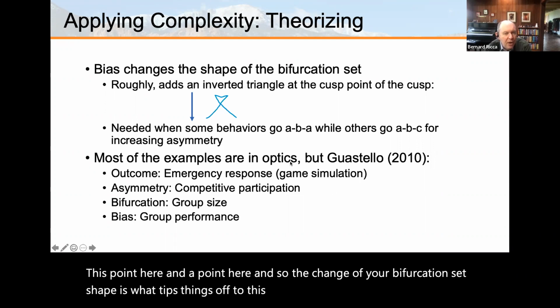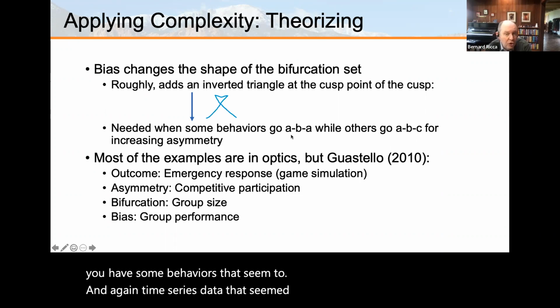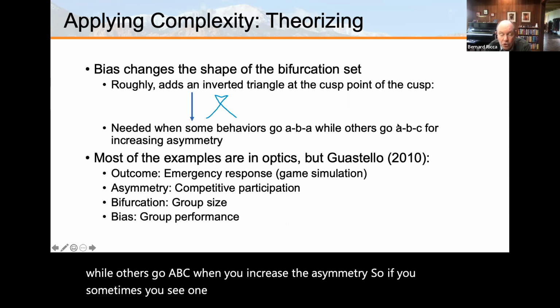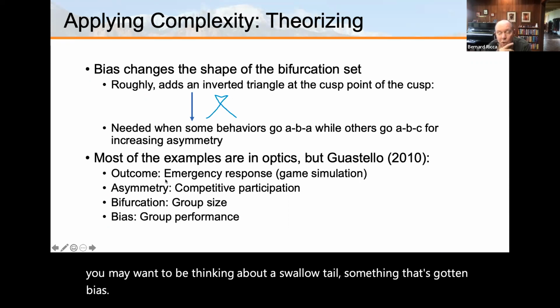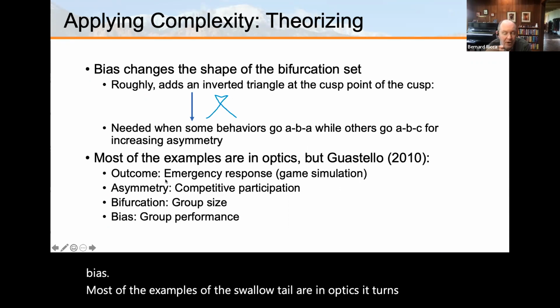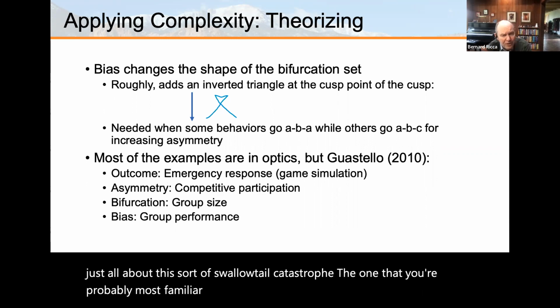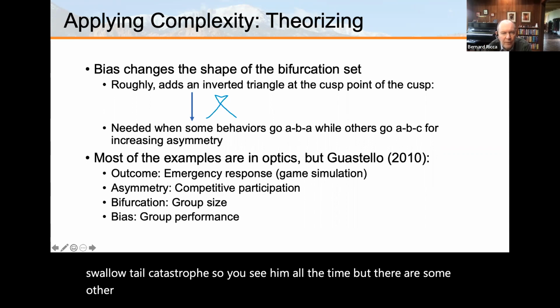Now, this is needed sometimes when you have time series data that seem to go A, B, A, whatever those are, while others go A, B, C when you increase the asymmetry. So if sometimes you see one pattern and sometimes you see another pattern, you may want to be thinking about a swallowtail, something that's got bias. Most of the examples of the swallowtail are in optics. It turns out optics are just all about this sort of swallowtail catastrophe. The one that you're probably most familiar with is that a rainbow is effectively a swallowtail catastrophe. So you see them all the time, but there are some other things where it's much, much more so.